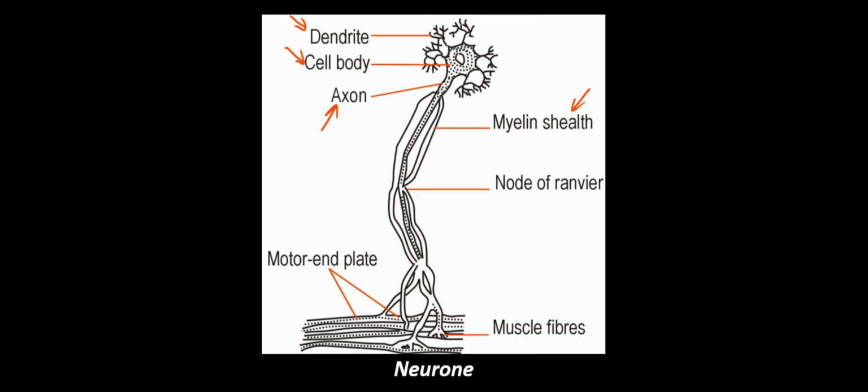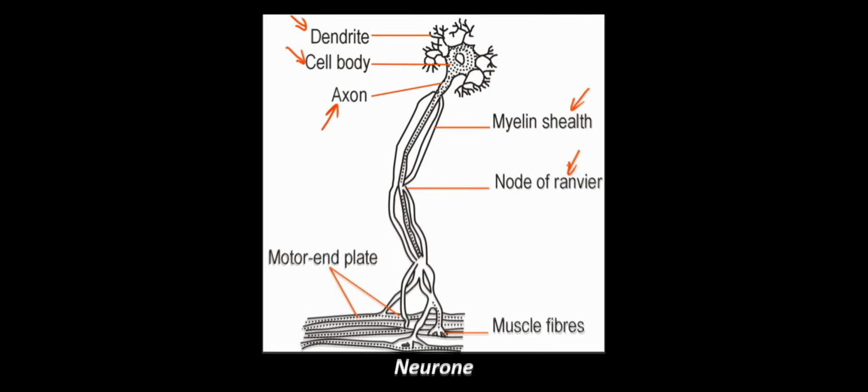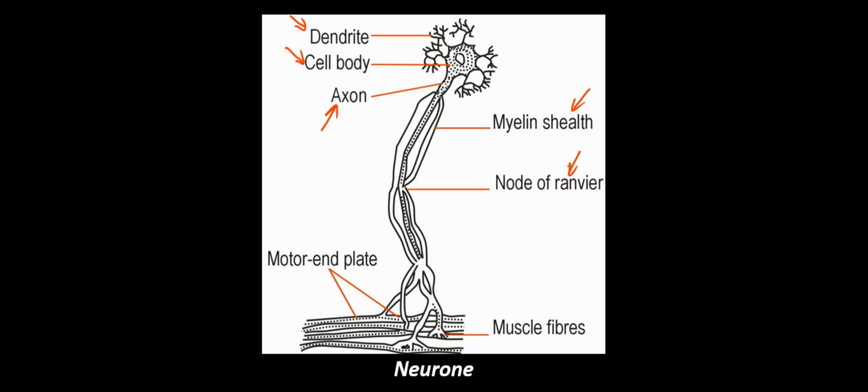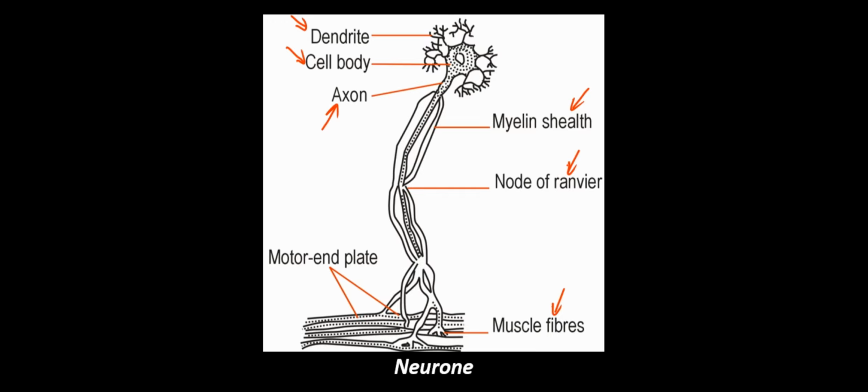Remember, we also said that myelin sheath at intervals are interrupted by constrictions, and these constrictions are known as the node of Ranvier. So that is the node of Ranvier labeled there, and from there we can see this nerve or this neuron going to the muscle fibers through the motor end plate. So this is the structure of the neuron.